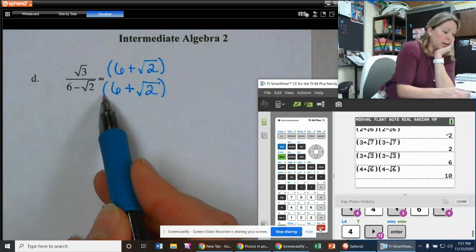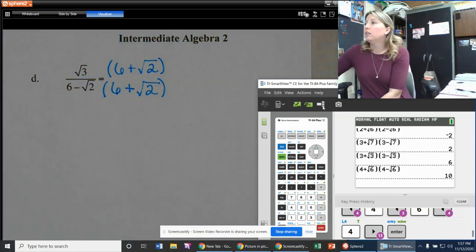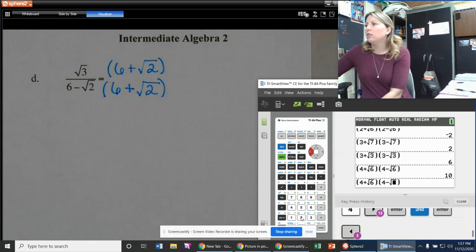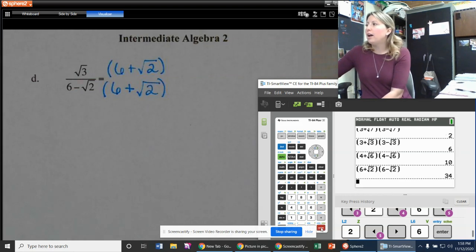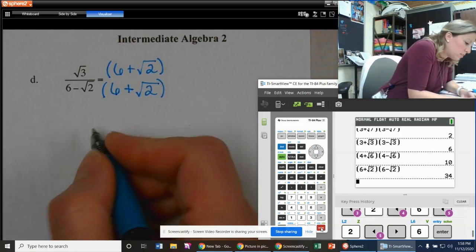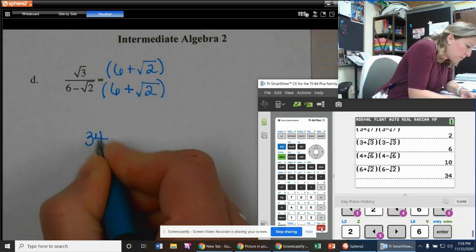Now let's type those into our graphing calculator, because why make life harder than it is? So let's arrow over. We've got 2 that we're going to change the radical to, and 6 that we're going to change that front whole number to. And see, that's our conjugate pair multiplied together, and we get 34. 34 is our denominator.